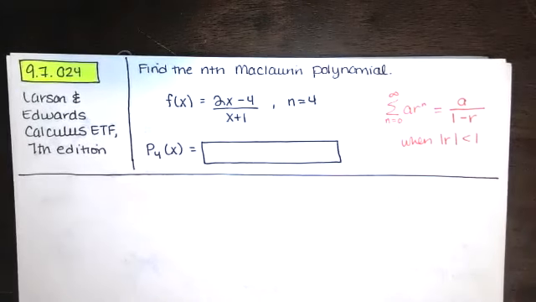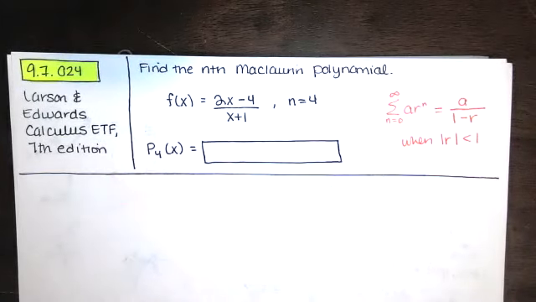In this video, we solve problem 9.7.024 from the Larson and Edwards Calculus Early Transcendental Functions text, 7th edition. We're asked to find the nth Maclaurin polynomial for this function. N is equal to 4. And notice we have a rational function.